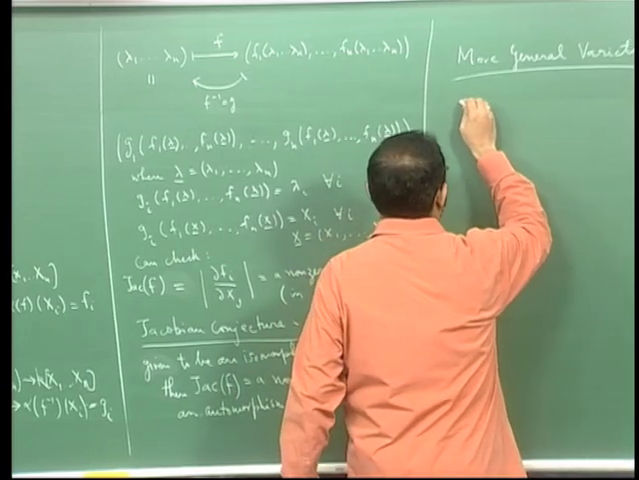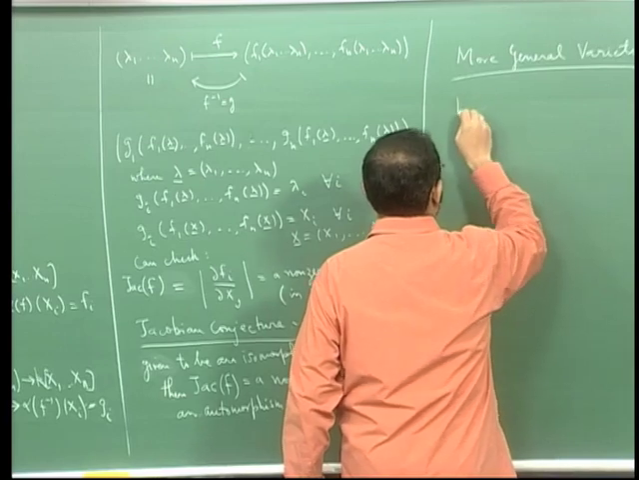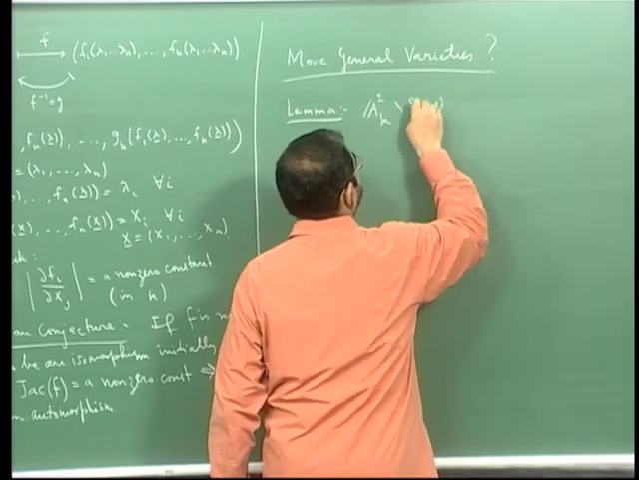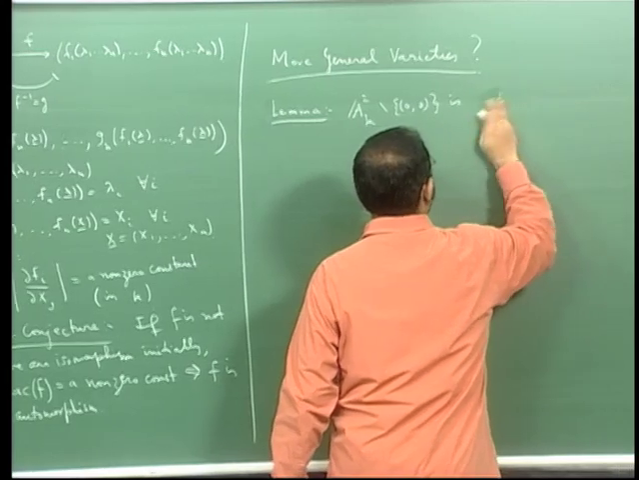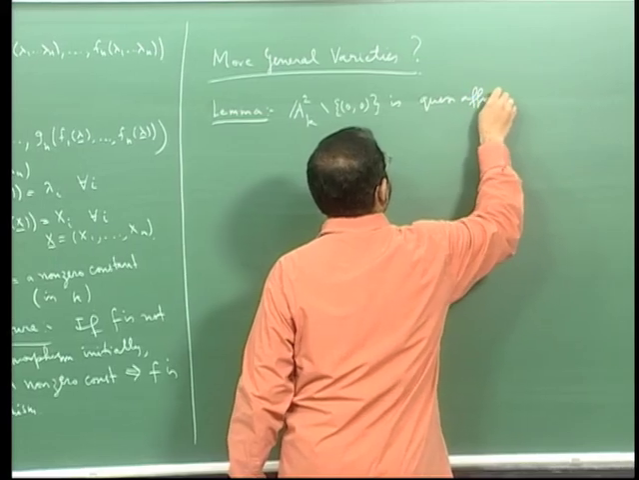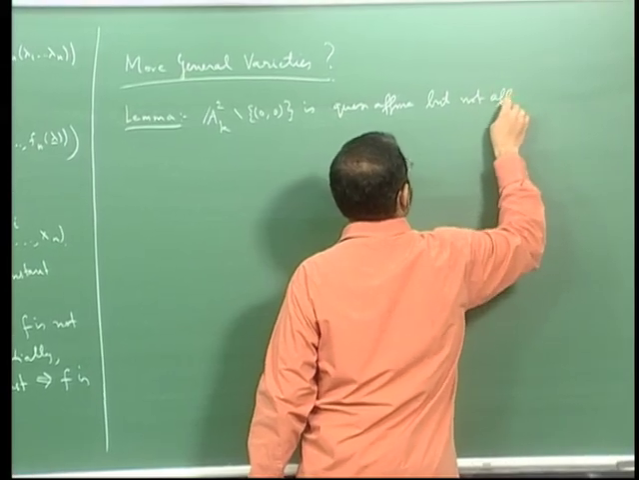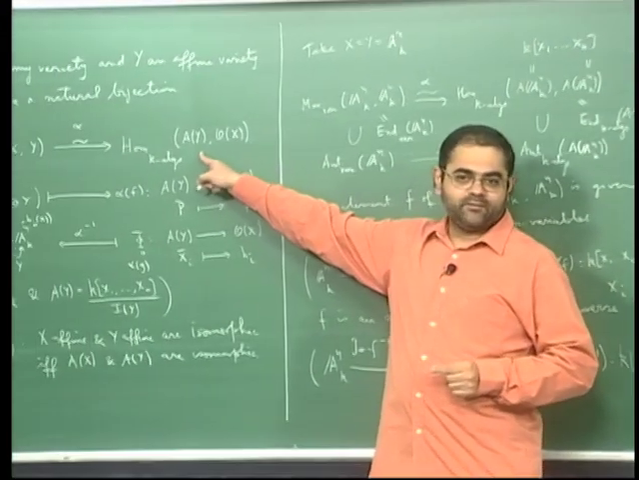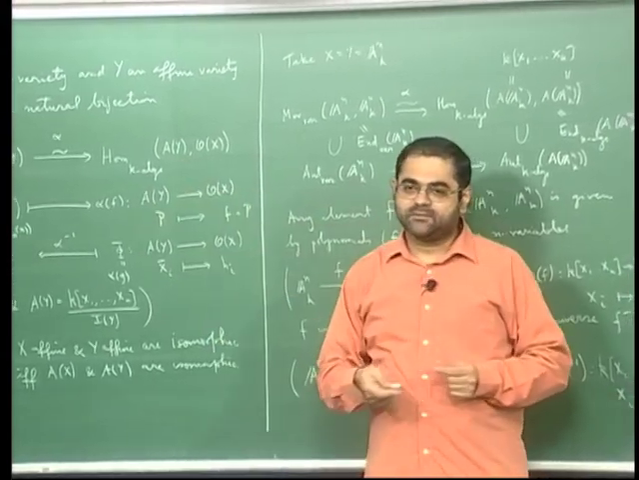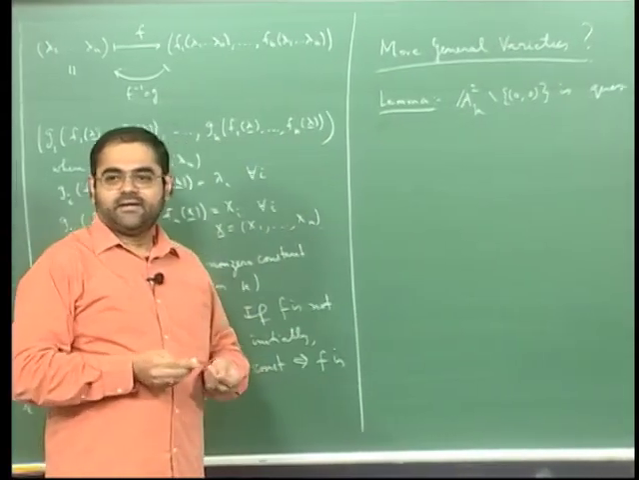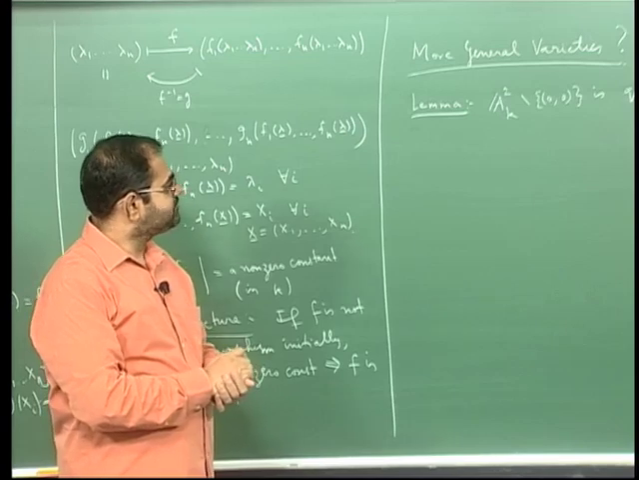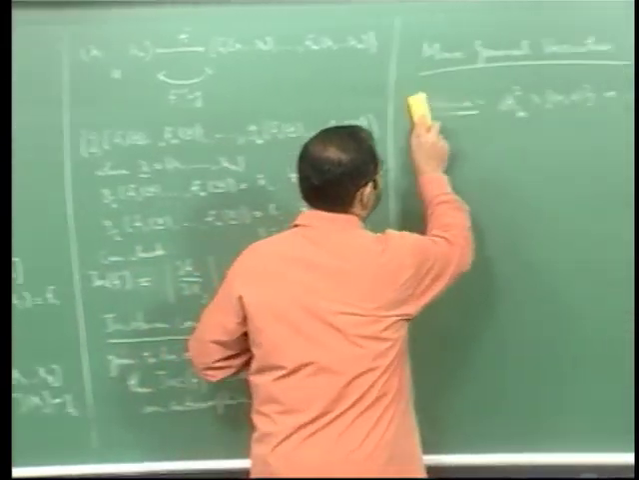So here is a fact. Here is a claim, or I can just put it as a lemma: A^2 over k minus the origin is quasi-affine but not affine. Actually it's more than a lemma, you can call it a theorem, because you're going to use this result, and you know that this result is a grand version of the Nullstellensatz. So it's very bad to call it a lemma, but anyway I'll call it a lemma, all right. Or maybe I'll have second thoughts and at least call it a proposition.